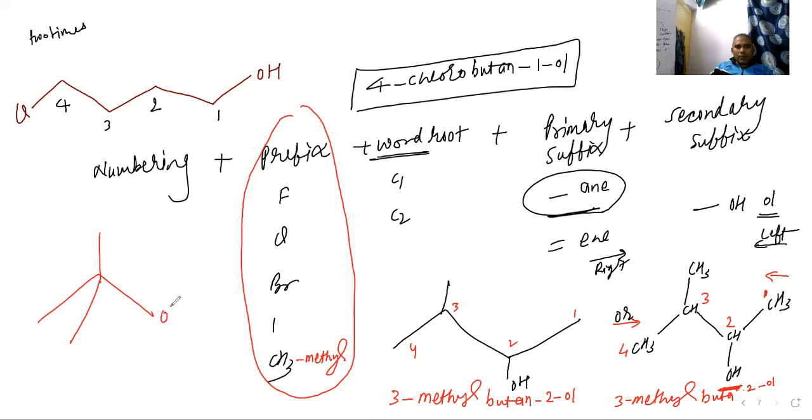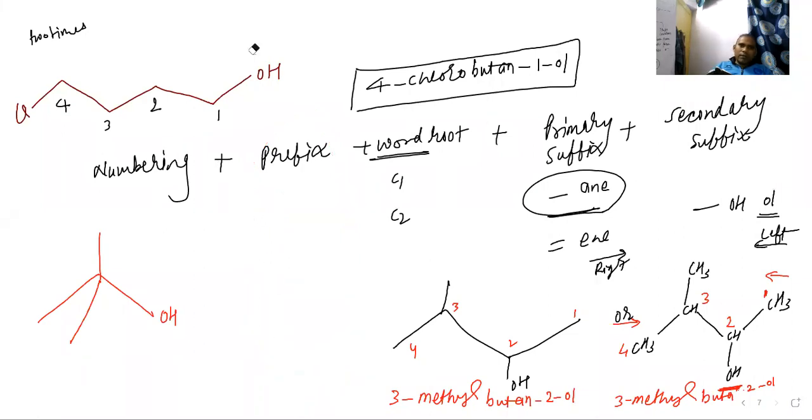So here is the OH group. We have to write down the name of this compound. How can we write the name of this compound? If I am writing the structure of this compound, this is CH3, then it is C, here is OH, here is CH3, and here is CH3. This is a little tough.